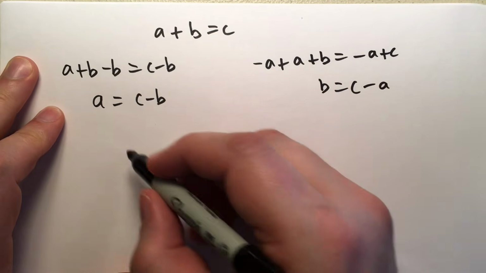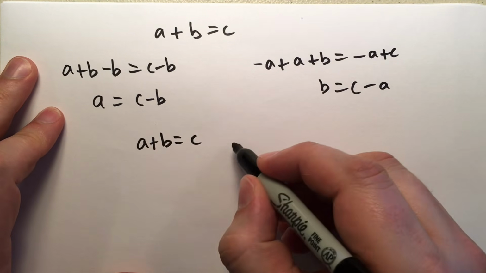All right. And let's look at what this does. So we start with a plus b equals c. And it can go one of two directions.